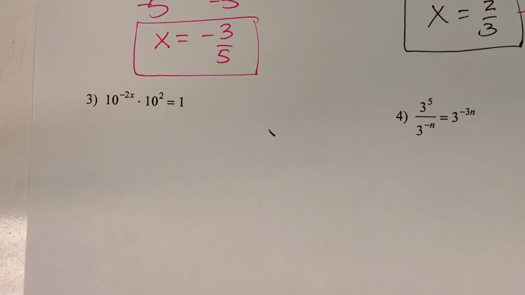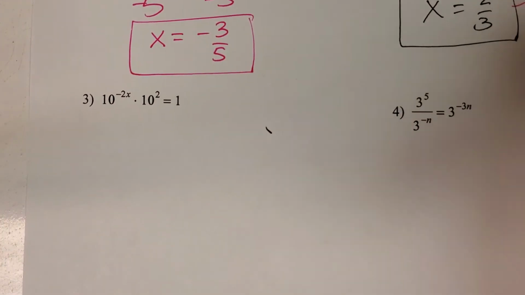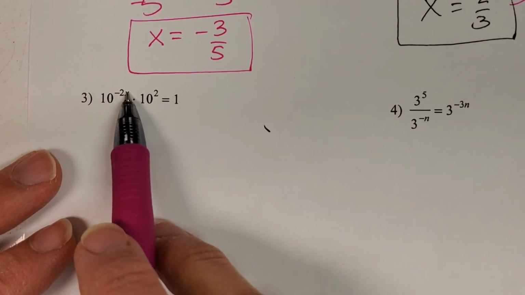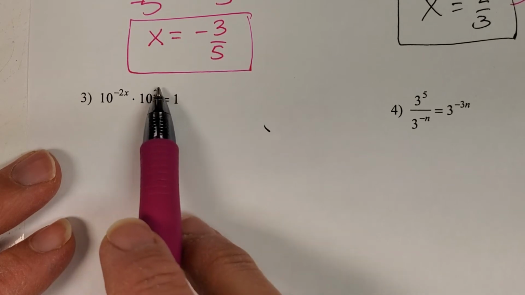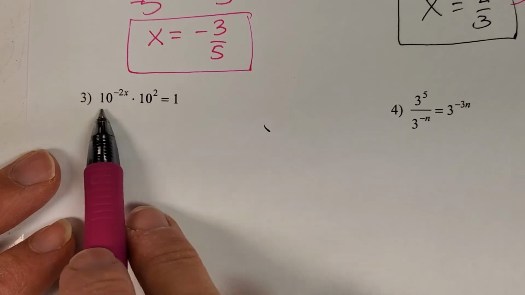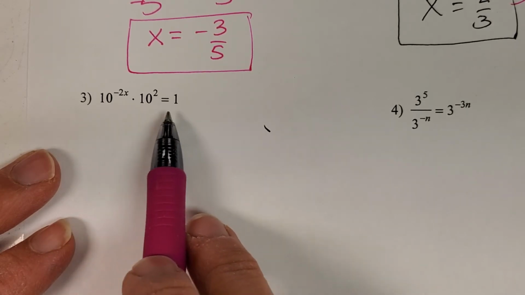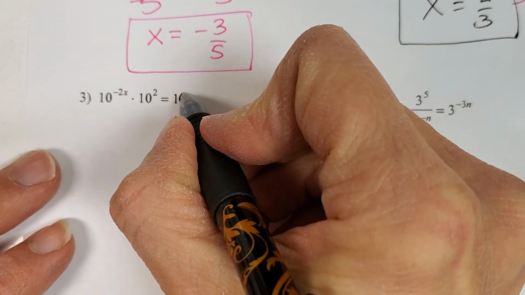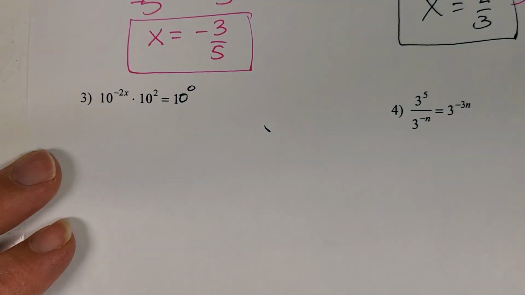All right, next one. This one's a little tad bit tricky because it says 10 to some power times 10 to some power equals 1. Well, 1 is not base 10, and these two are base 10. Whenever you see a 1, remember how you get a 1 with exponents. It's to the 0 power. So I'm going to change this to 10 to the 0 power, because my first step is to make sure all the bases are the same. And that sometimes is tricky, but it's easy if you just remember to the 0 power is 1.